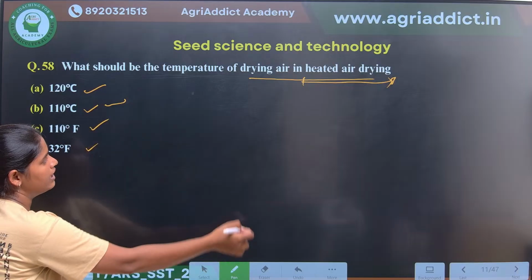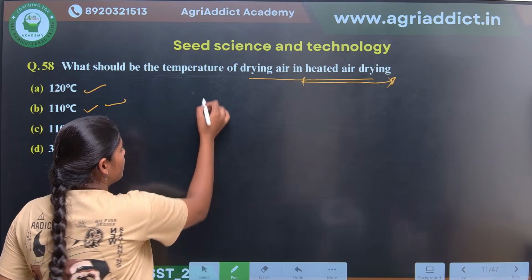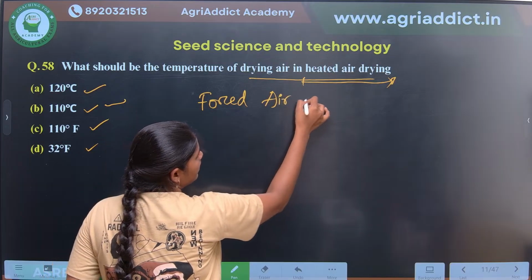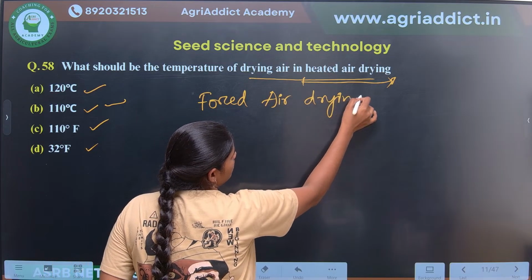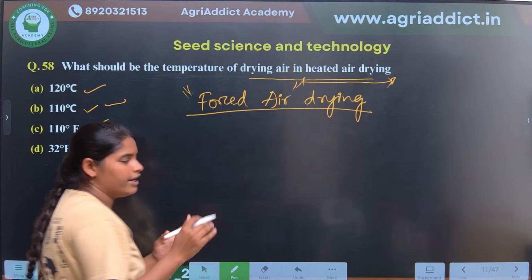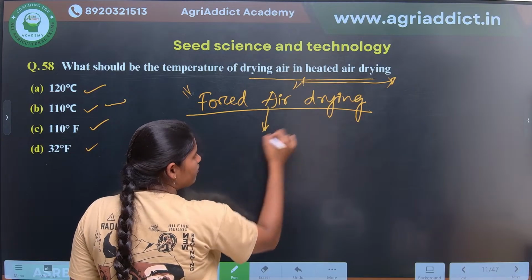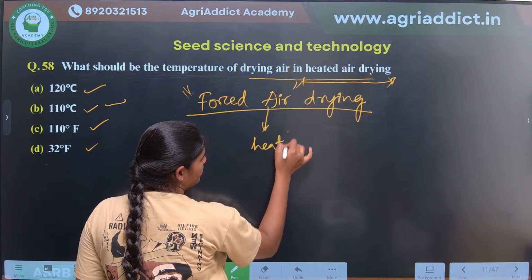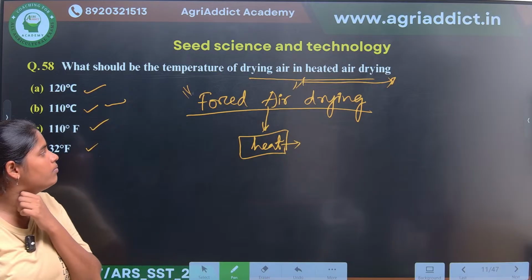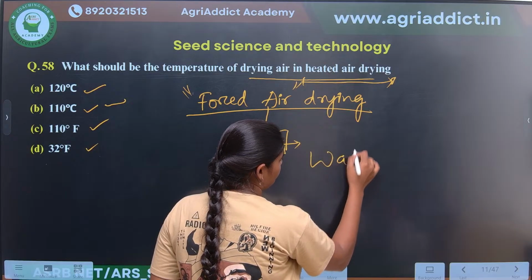Okay, let's see it. Heated air drying comes under what type of drying? We have natural air drying, and we have forced air drying, right? The name itself indicates forced air means we are forcing the air artificially. For drying, obviously we need some heat, right? The heated air. What is the principle behind forced air drying? I'll explain in simple terms.